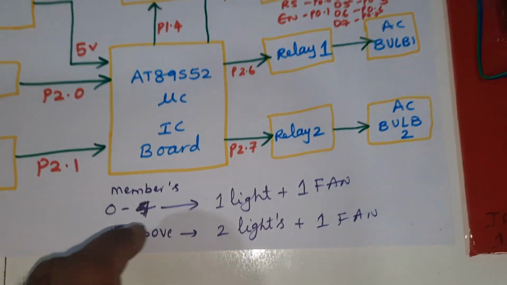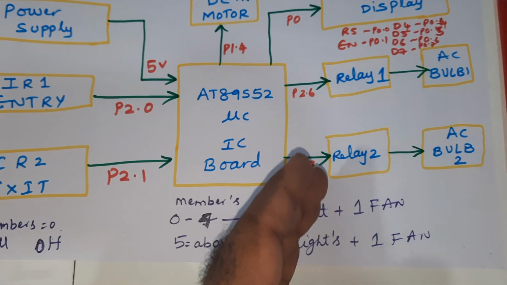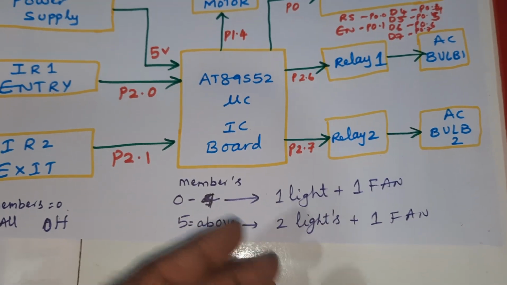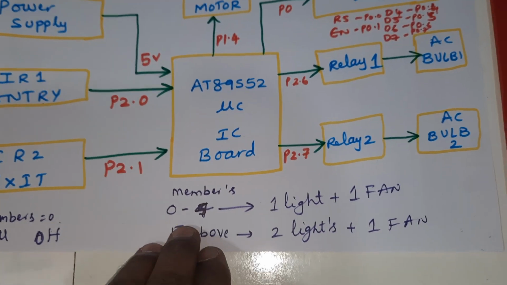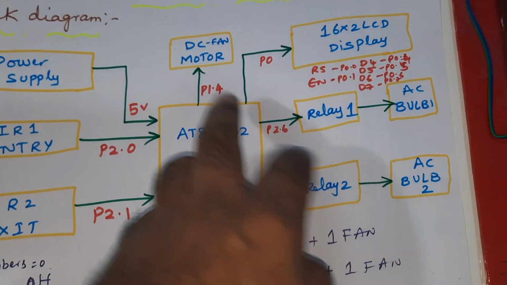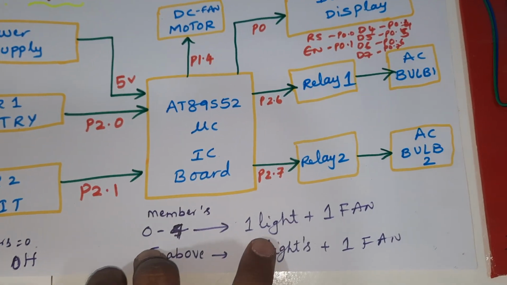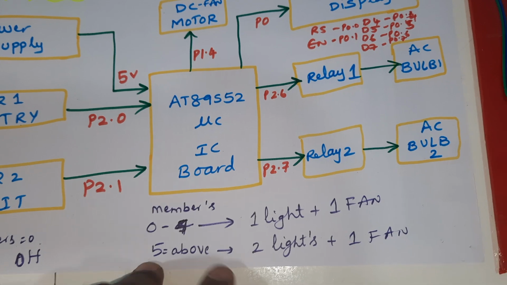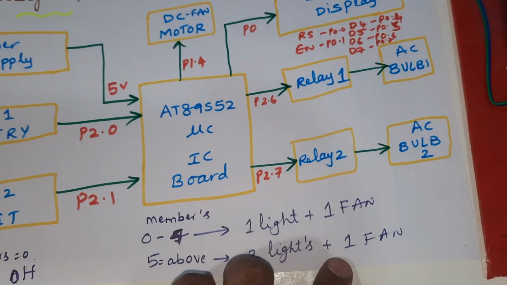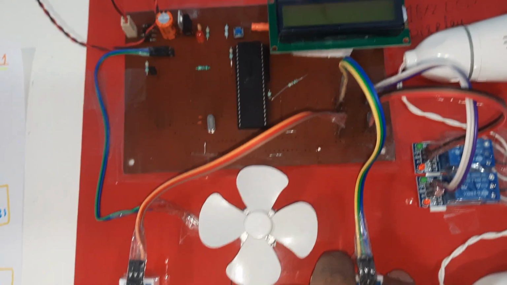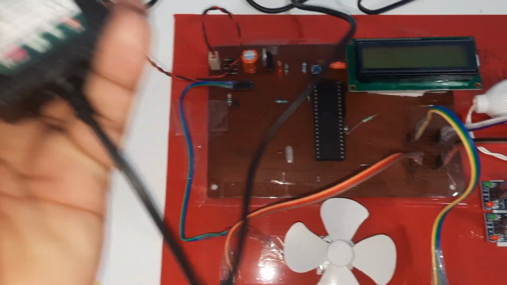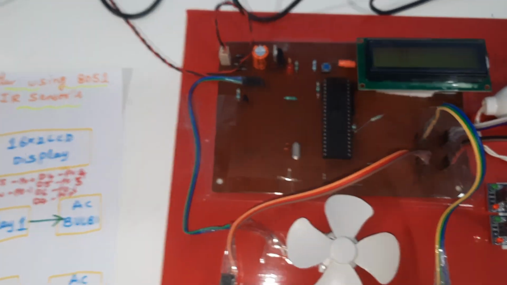So the concept is, persons enter into a home, or any visitor, any auditorium or anything. If the count is 0, everything should be off, light and fan off. From 0 to 4, 1 light and 1 fan on. With 5 and above, 2 lights and 1 fan on. This is the concept. In this project we are using a 0 to 9 volts adapter as the power source.